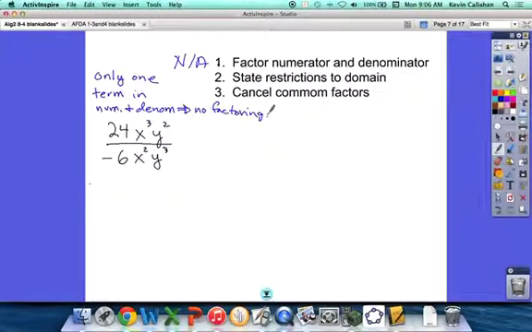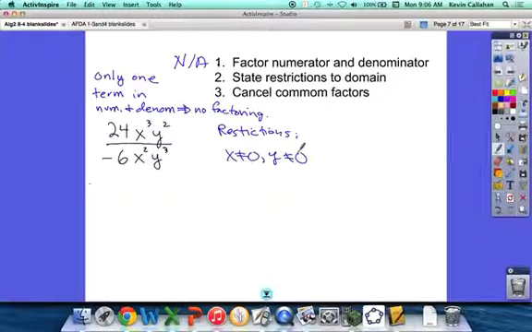State the restrictions. What are the zeros of that denominator? What value can x not have, because it would make the denominator equal 0? What number squared equals 0? 0, right? The restrictions are x does not equal 0 and y does not equal 0, right?